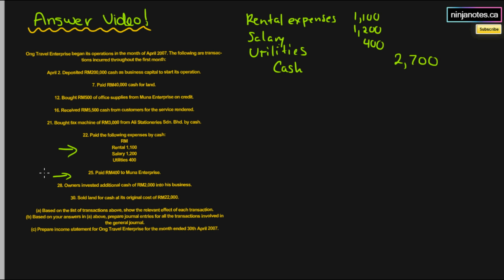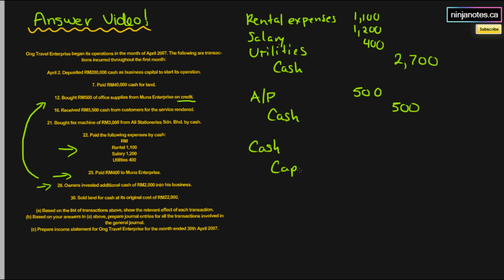This transaction right here is going to refer back to this transaction since we're paying off the accounts payable. So since we're paying off the accounts payable, we're going to be debiting accounts payable because we're getting rid of the liability that we owe to Muna because we paid on credit, and we're going to pay them with cash. So debit accounts payable 500, credit cash 500. Next one is owners invested $2,000 in the business, which is exactly like the first one. So we're going to have cash increasing and capital increasing by $2,000 each.